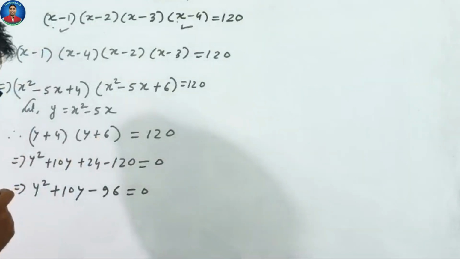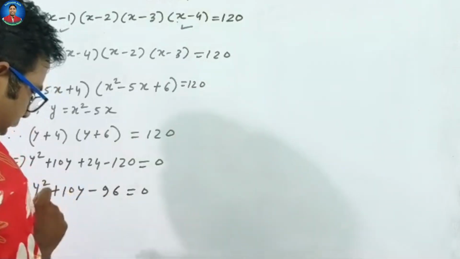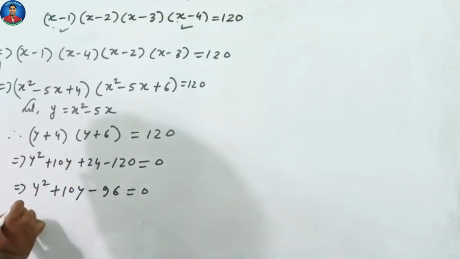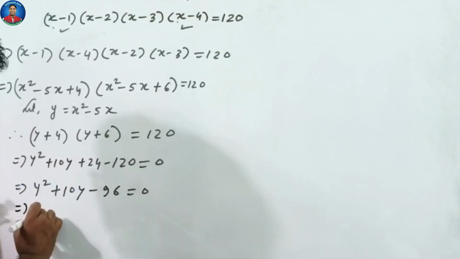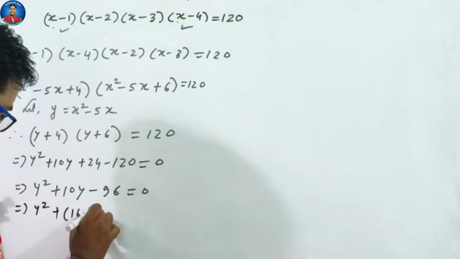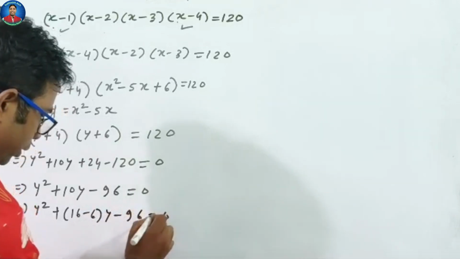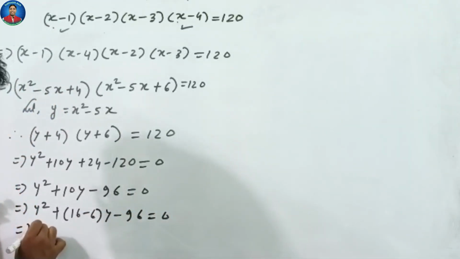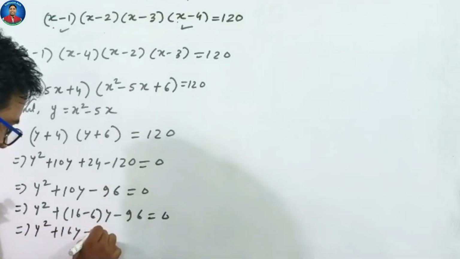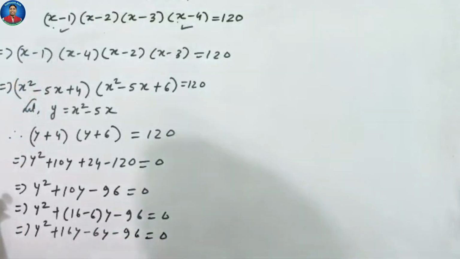So if we apply middle term factor here, what are the factors? 16 into 6 is 96 and 16 minus 6 is 10. So the factors are 16 and 6. So this is y square, in place of this 10, what we can write? 16 minus 6 into y minus 96. Okay. So this can be written as y square plus 16y minus 6y minus 96 equal to 0.